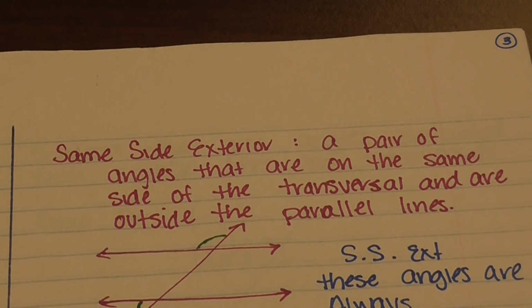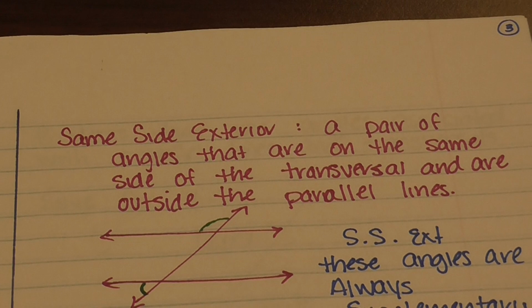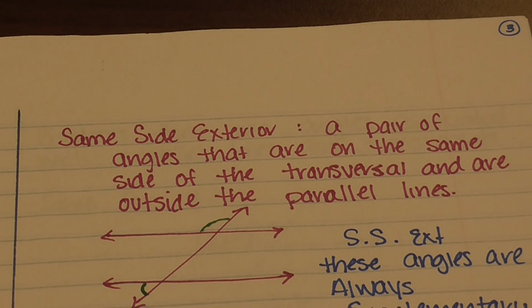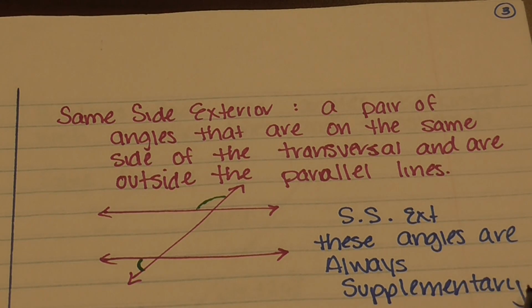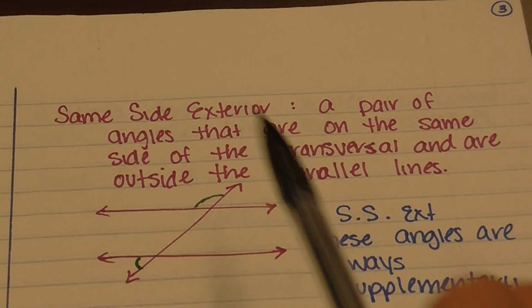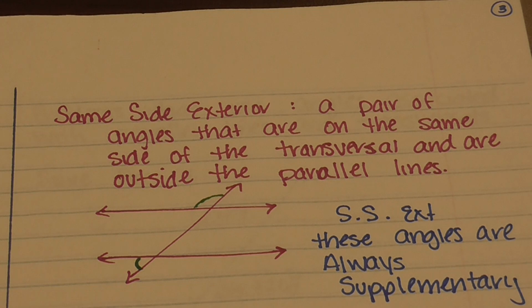Well, if we've got same side interior, that means we've also got same side exterior. So a pair of angles that are the same side of the transversal, they're outside the parallel lines, are same side exterior. They are also supplementary. So same side is supplementary. The S's go together.